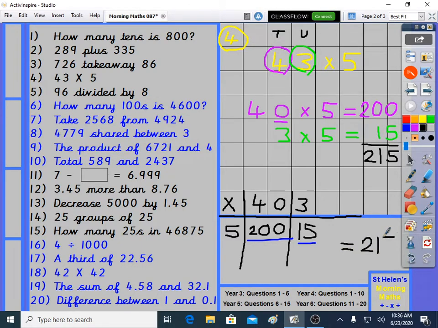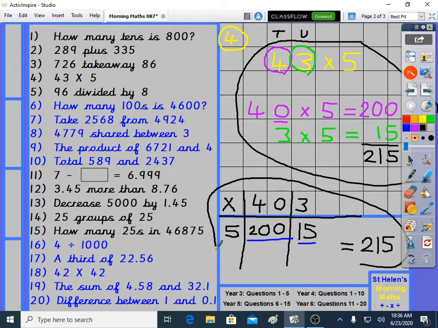So these 2 methods, the first one, I did this by partitioning the number. And really the grid method is the same thing. I'm using a grid to partition the number into 40 and 3, making it easier to do. And both ways you get 215. If you're not sure about this yet in Year 3, just keep copying me every time I do it and you'll get better and better. Keep doing morning maths every day, keep copying it, and you'll get better at these longer multiplications.